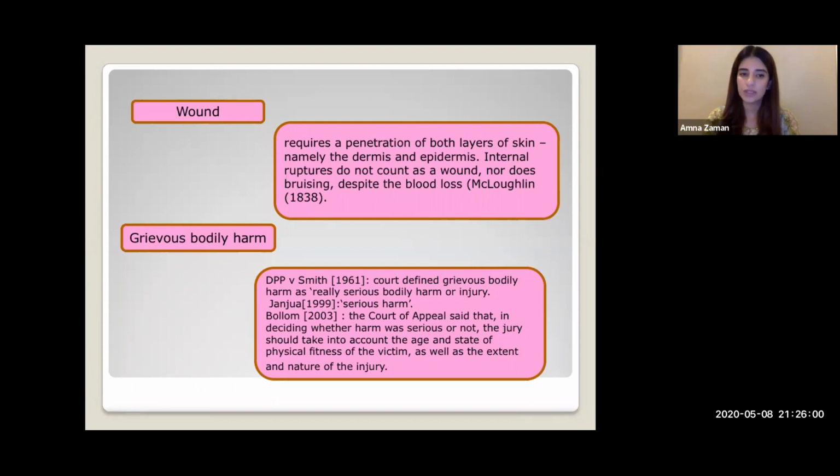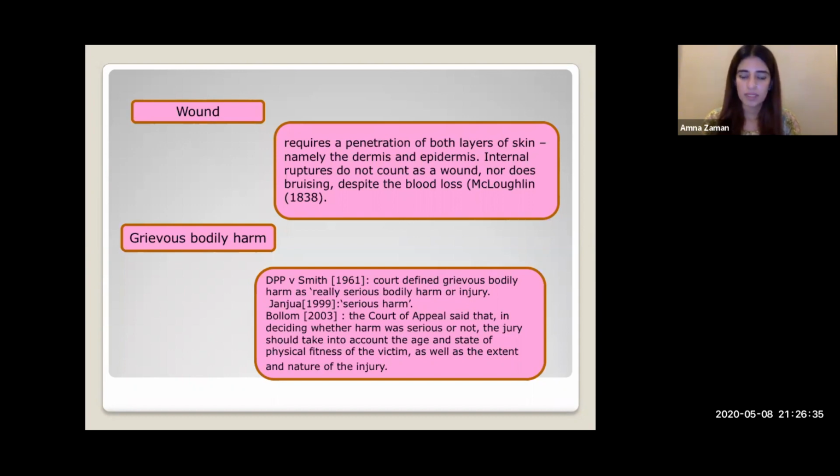In 2003, the authority of Bolam seemed to give some more explanation as to what factors the court is supposed to consider when taking into account the fact whether the act is serious for Section 18 has been committed or not. In this case, the court said that in deciding whether harm was serious or not, the jury should take into account three main factors. And those three main factors were the age, the state of physical fitness of the victim, and the extent and nature of the injury.